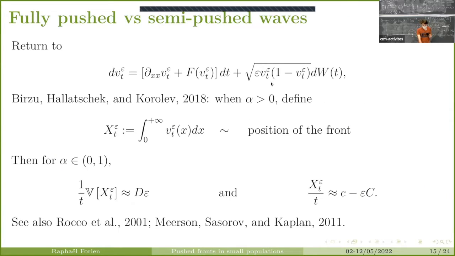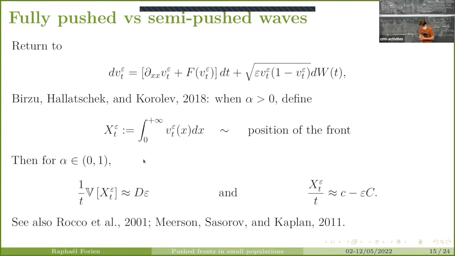We're interested in a slightly different equation where the noise term depends on the solution itself, but some things carry over. And there is a recent work, well, it was recent when we started the project, by Bruned, Hairer, and Korolev, on the case where alpha is positive, where they define the position of the front as this integral, where if you think of V epsilon as an indicator function, then this is exactly the position of the front, right? If you have an indicator function moving to the right. So it's not an indicator function, but it's quite close.